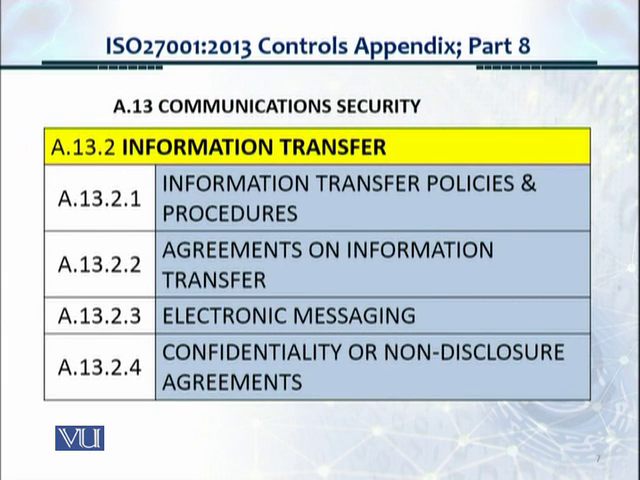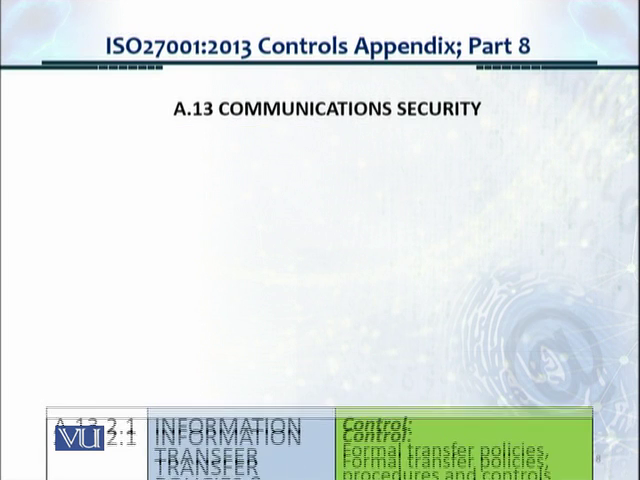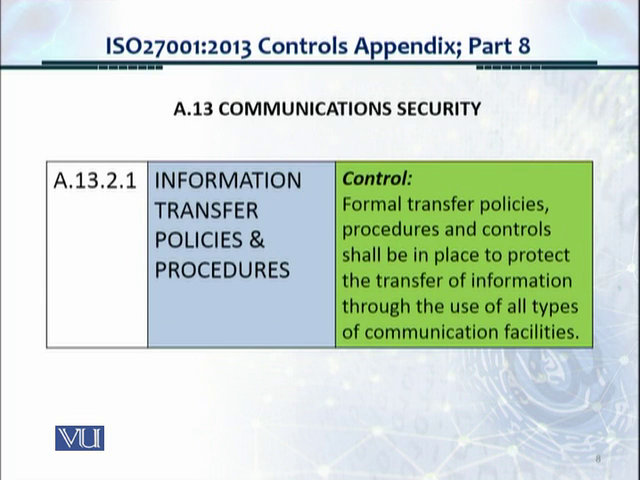Communication security, A.13 is what we're looking at, and the second control objective is information transfer policies and procedures, agreements on information transfer, electronic messaging, confidentiality or non-disclosure agreements, and these are the 4 controls in information transfer. So information transfer policies and procedures, A13.2.1: formal transfer policies, procedures, and controls shall be in place to protect the transfer of information through the use of all types of communication facilities. So wherever we have to transfer information, we need to have the proper policies and procedures and controls in place.